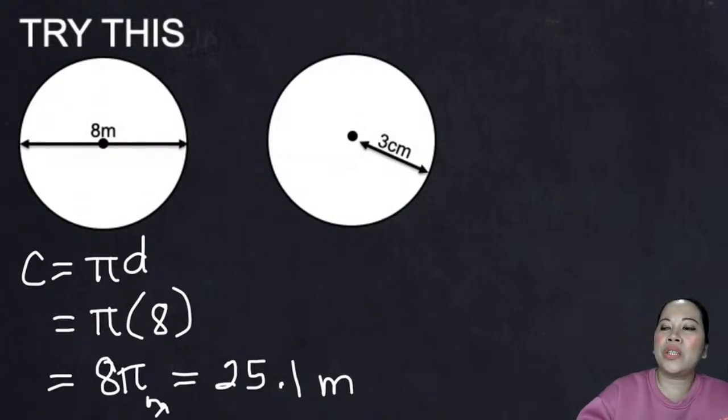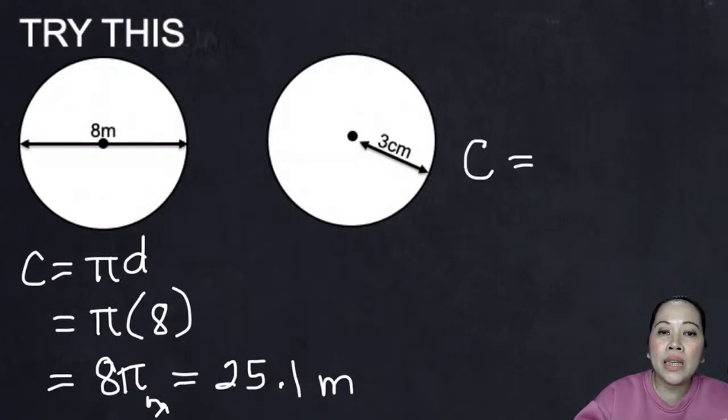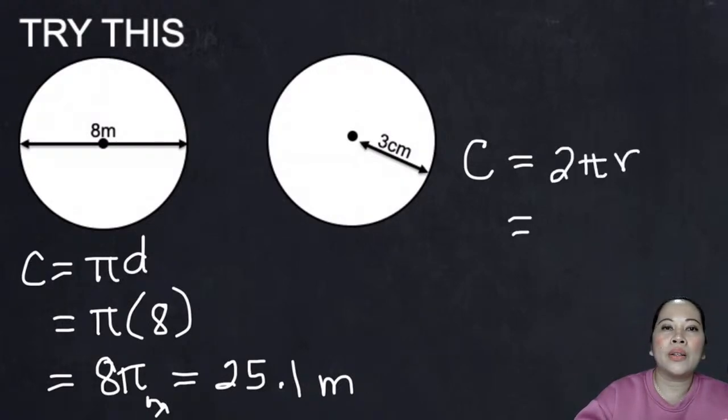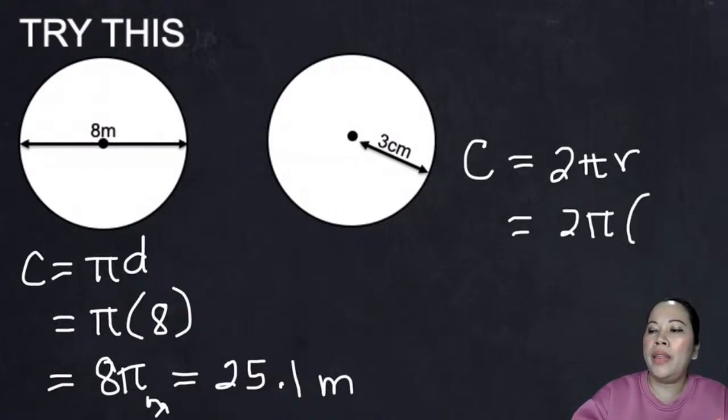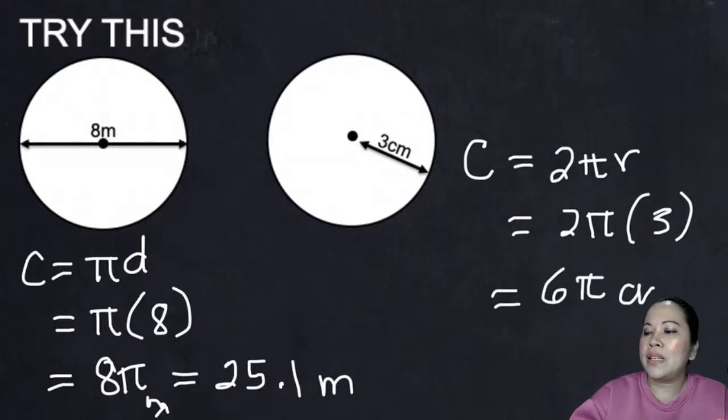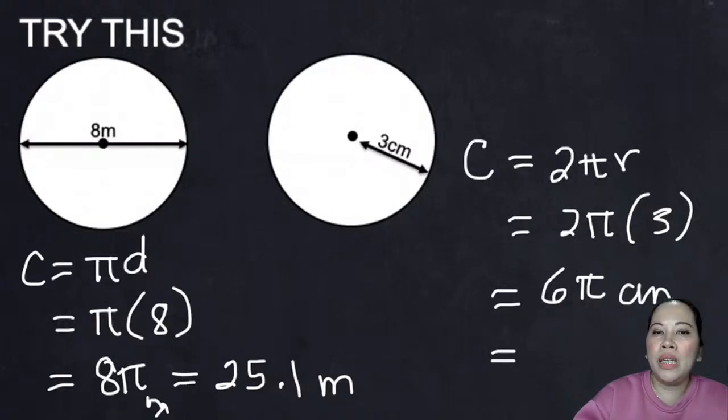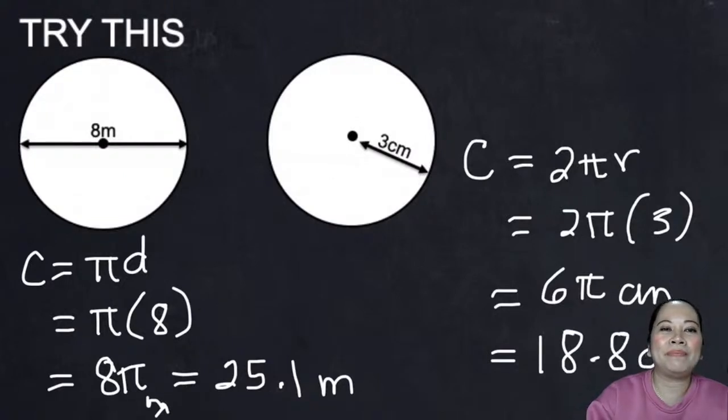Okay, so another question, you have a radius of 3 centimeters. So if you are asked to find the circumference of this, since the given is 3 centimeter, which is radius, you use the formula 2 pi r. All right, so 2 pi r, so you substitute 2 pi and then the r, which is 3. So you will have 6 pi centimeters, which is the exact value, or you can multiply it with the equivalent of pi, then you will get 18.8 centimeters.